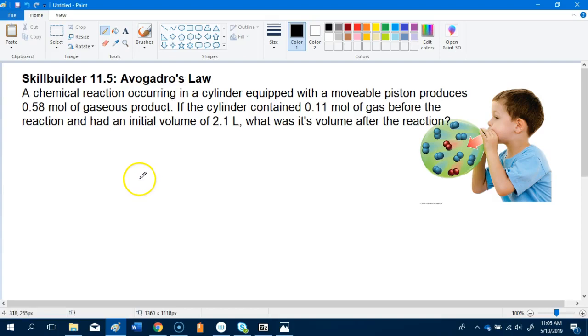Hi, in this video we're looking at Skill Builder 11.5 and Avogadro's Law. Up until this point we've looked at how volume is affected by pressure and also how volume is affected by the temperature of a gas. When we look at Avogadro's Law, we're looking at how molar amount affects volume. And what we see is the following.